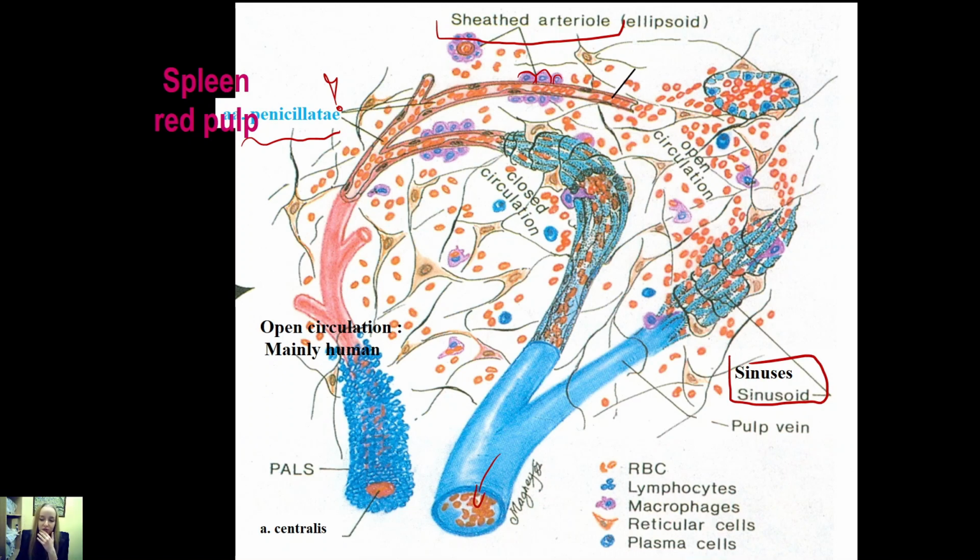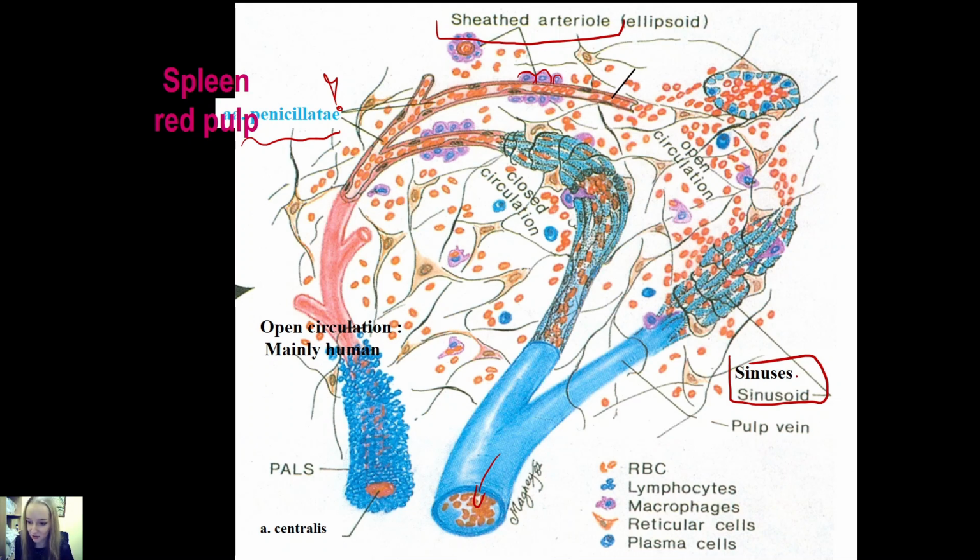Pay attention to a difference between venous sinuses in the spleen, which are these structures right here, and sinuses in the lymph node. There is a huge difference. Sinuses in the lymph node are just spaces with nothing around them, just spaces. Sinuses in the spleen are covered with endothelium, so they are more like sinusoids.